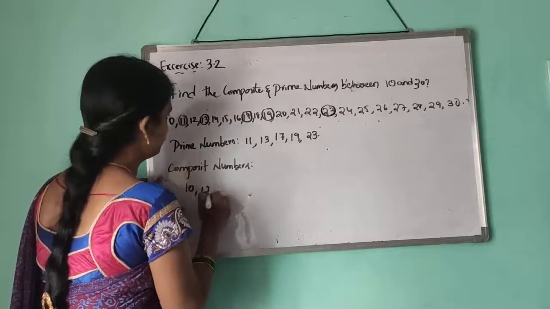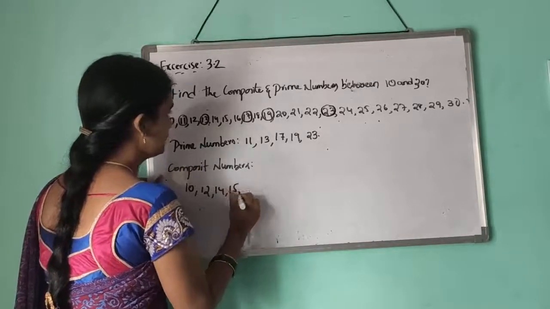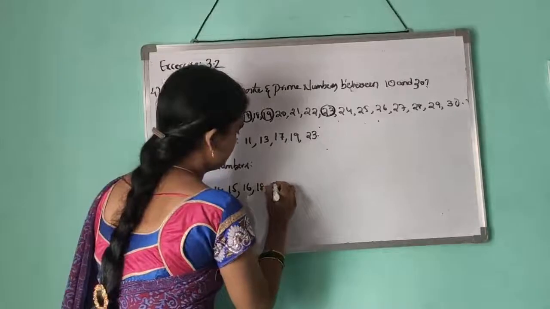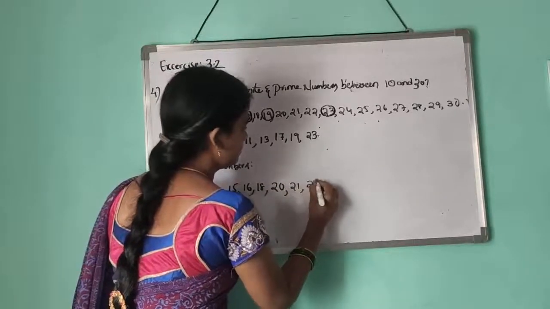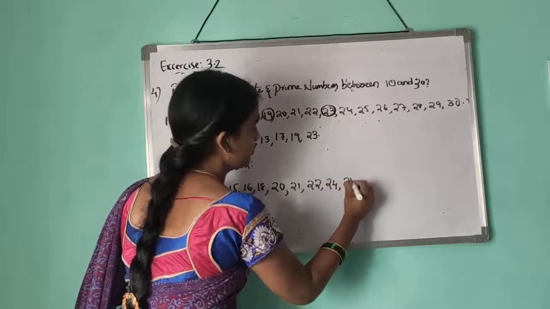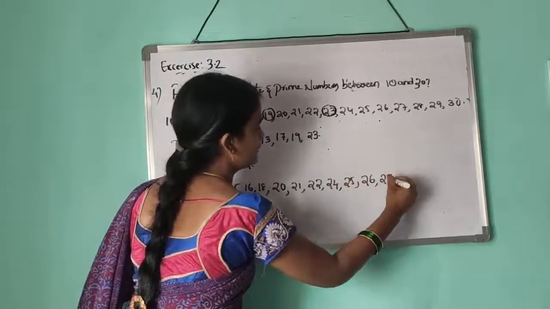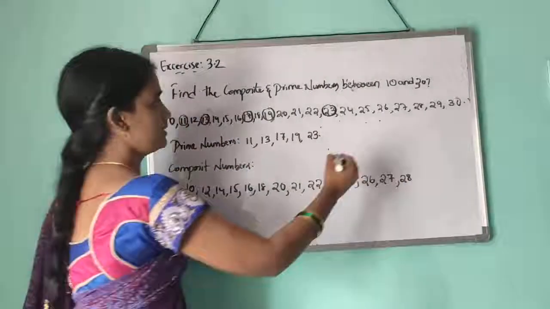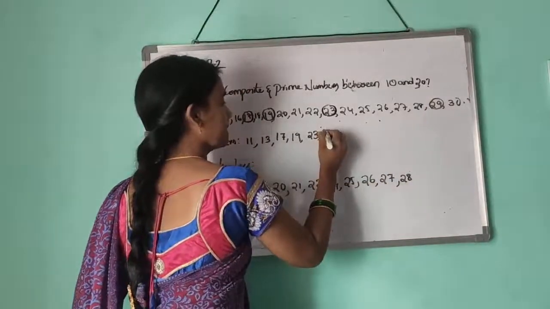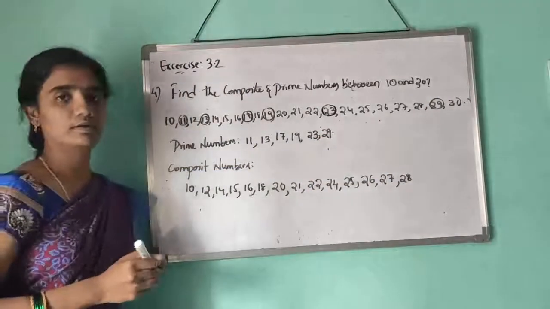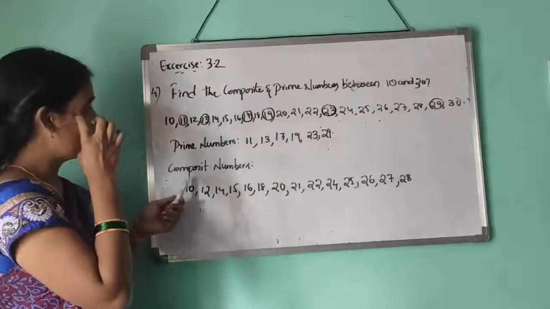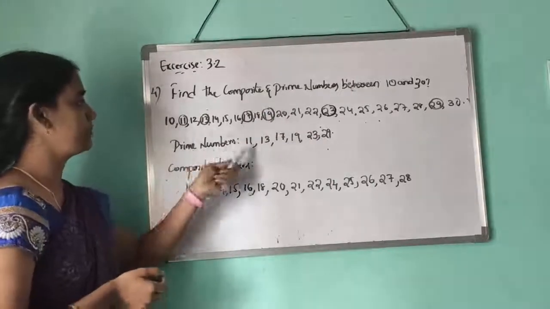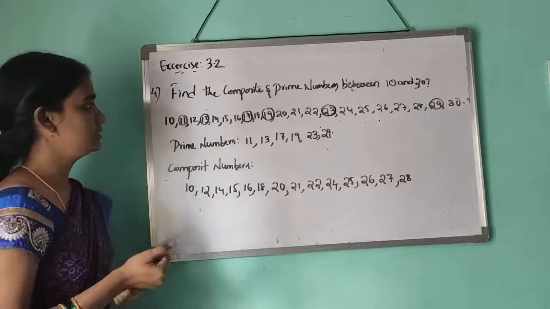10, 12, 14, 15, 16, 18, 20, 21, 22, 24, 25, 26, 27, 28. Also 29 is a prime number. These are the composite numbers between 10 to 20. These are the prime numbers between 10 to 30.